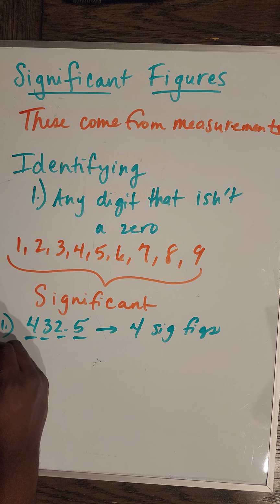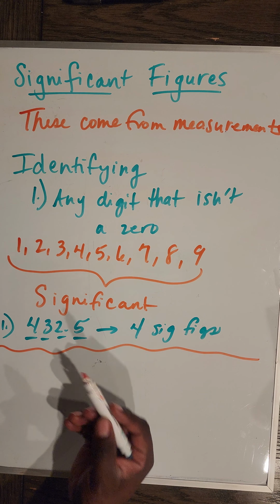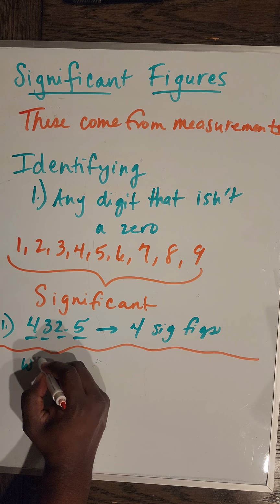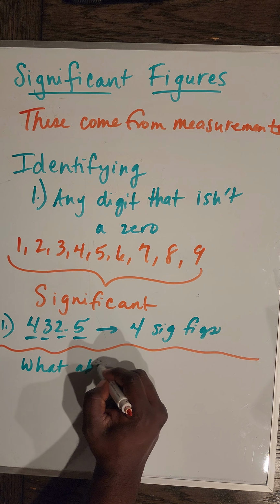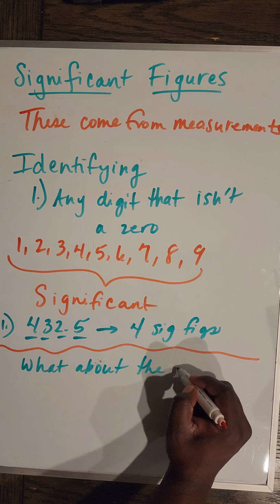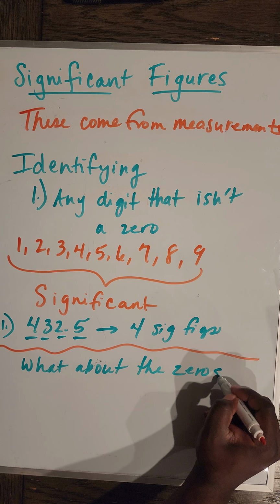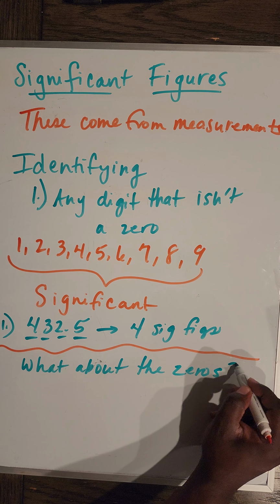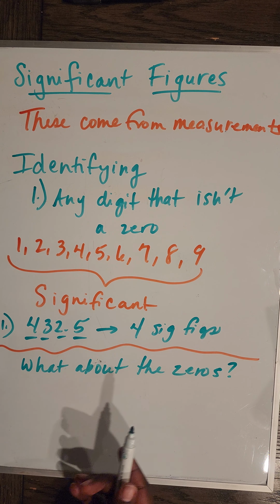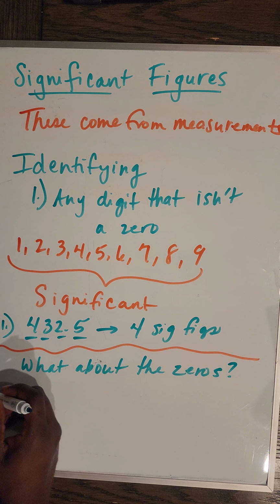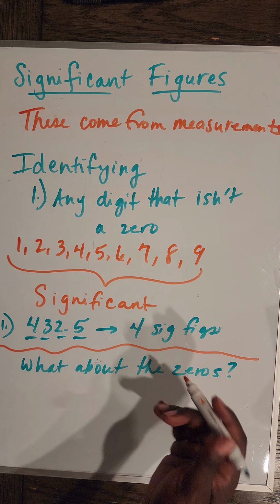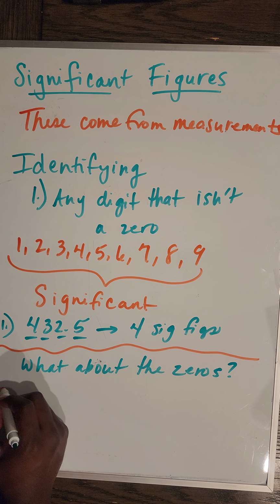So then the issue comes in when you start dealing with zeros. What about the zeros? Zeros are insignificant unless they fall in one of two categories.